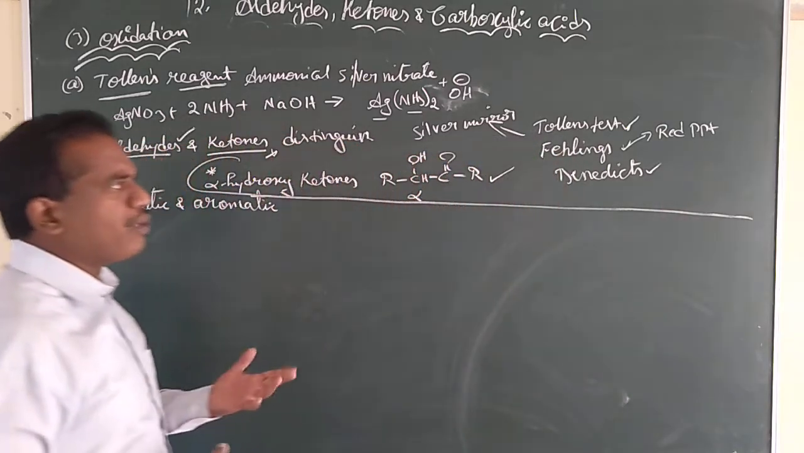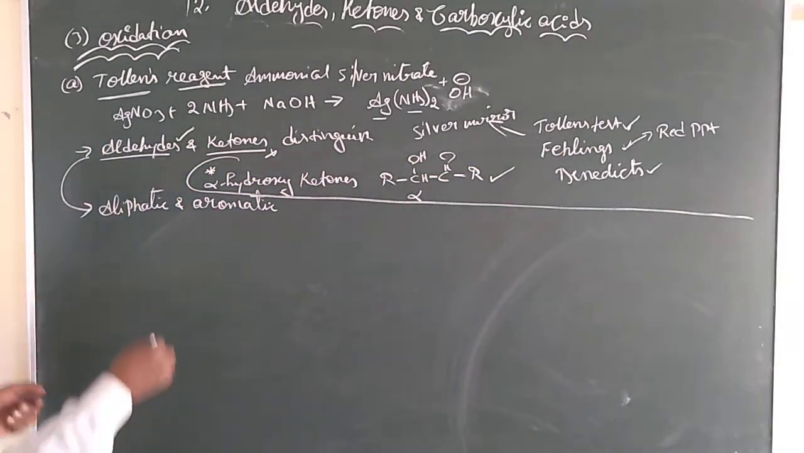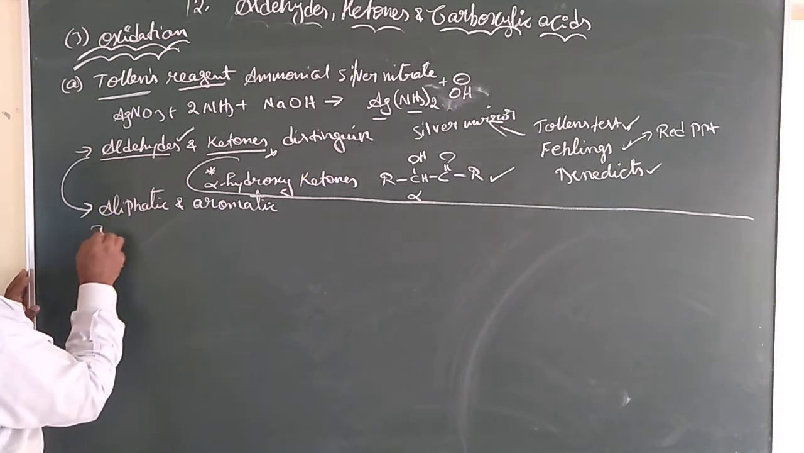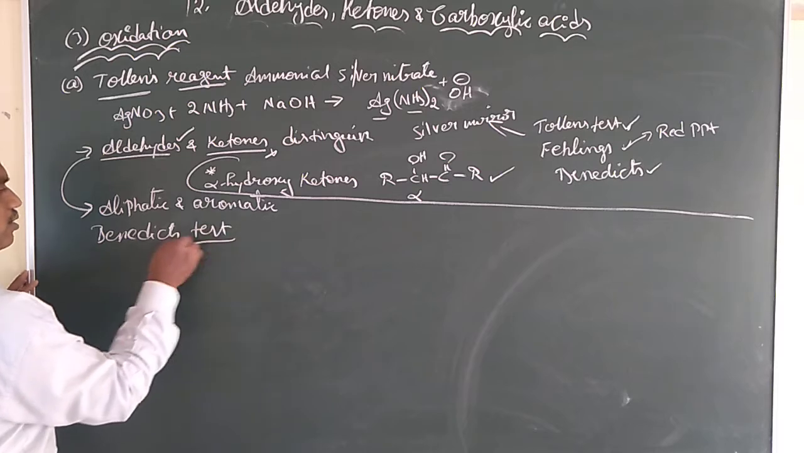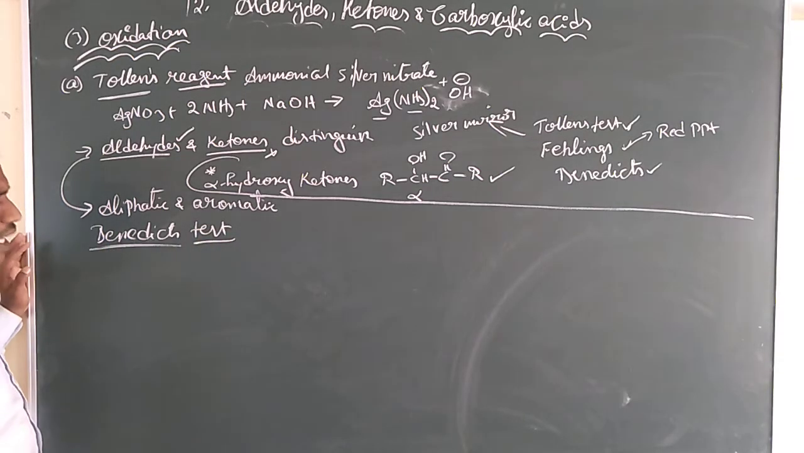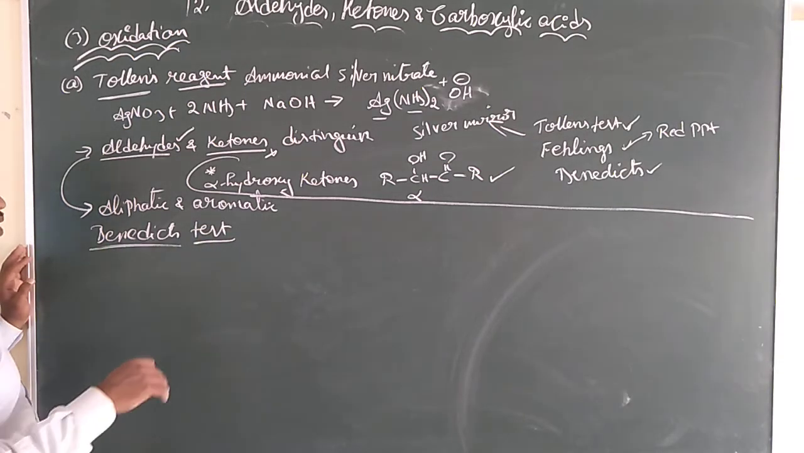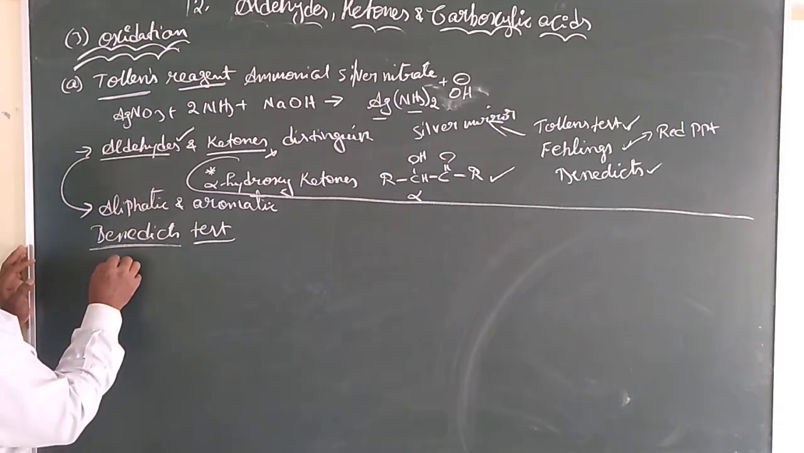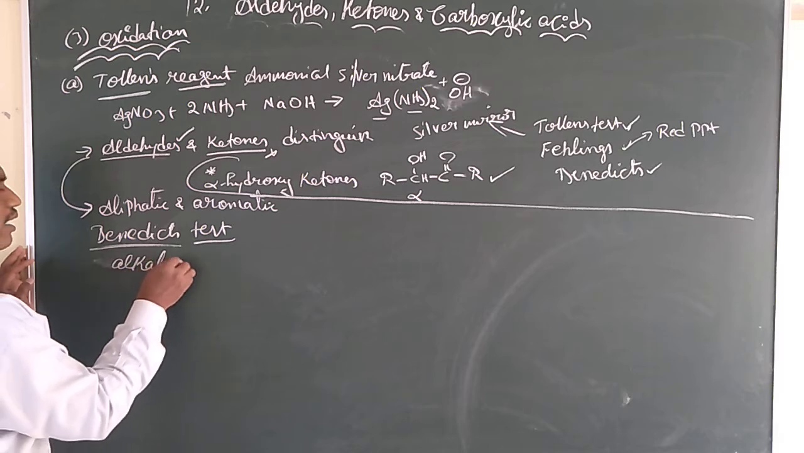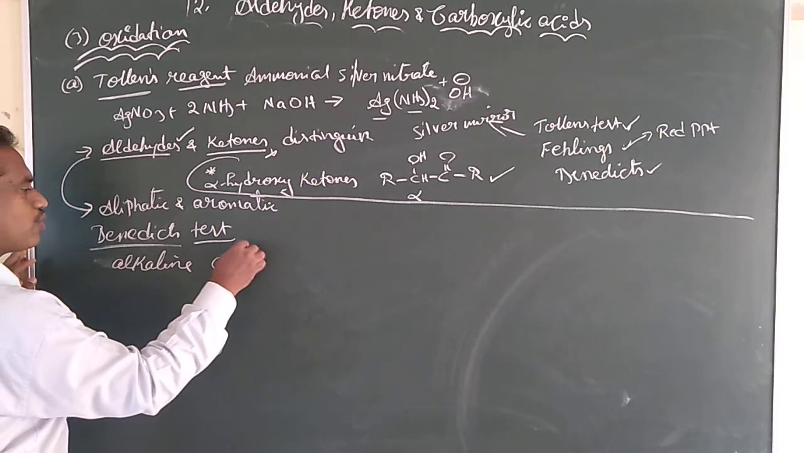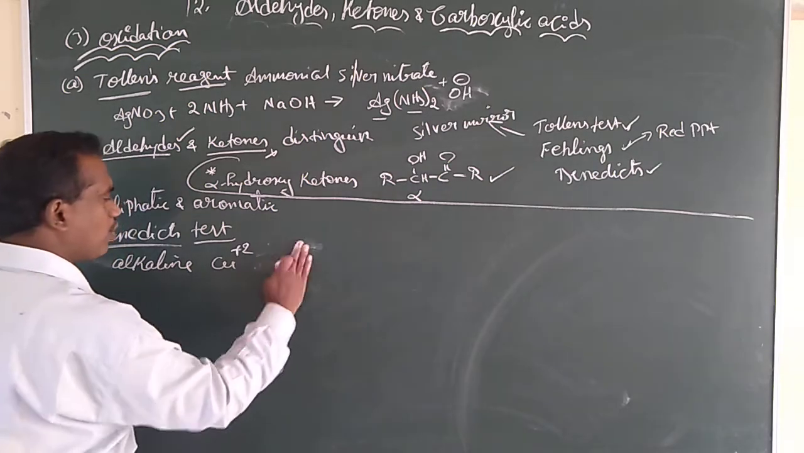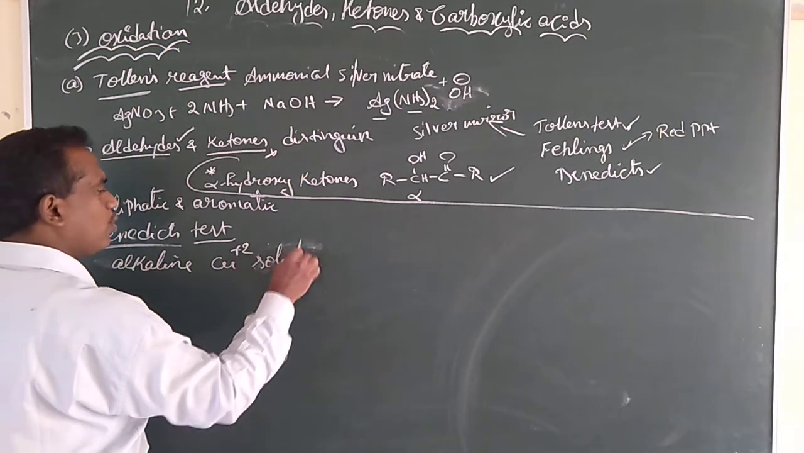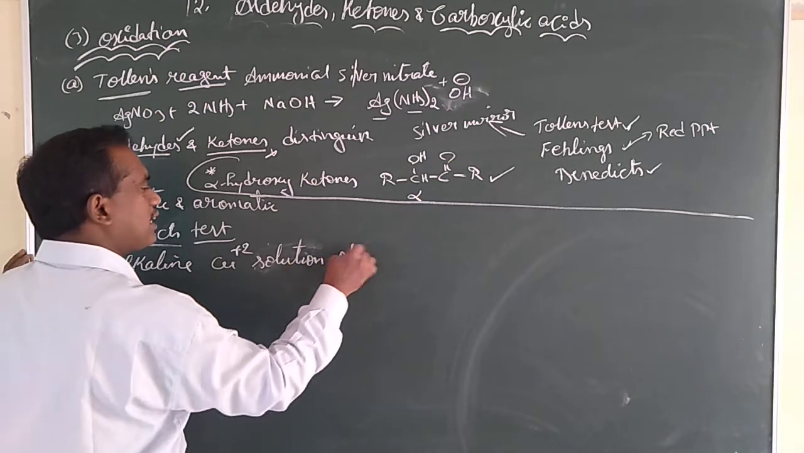Now I will not bring any introduction about Fehling's. We know about that, so we go to Benedict's test. This is not there in NCERT. What is Benedict's test? What is the composition of Benedict's reagent? Alkaline copper solution containing citrate ions.